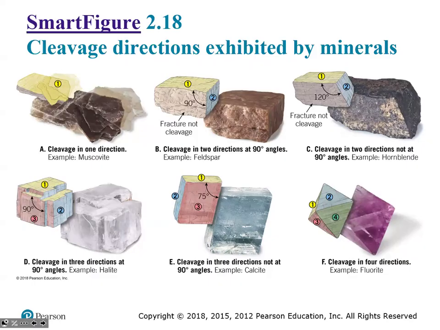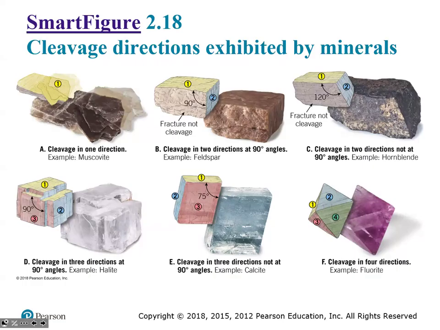Here we have one that has cleavage in 2 directions. Here we have 2 directions not at 90 degrees angle. Here we have something that has a very stable cubic structure, and so it cleaves fairly cleanly in 3 directions at right angles. This is halite. Here is 3 directions not at right angles, calcite.